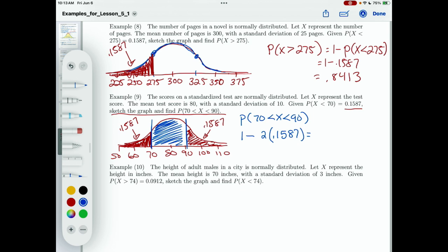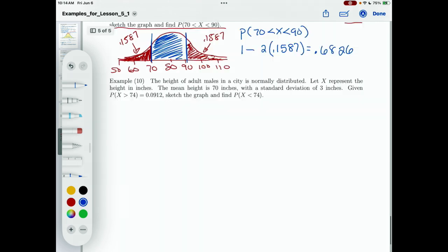So when we put that in on the calculator, we get 0.6826. So that tells me that the probability that a student is going to score between 70 and 90 is 0.6826 or 68.26%. Let's look at example 10.